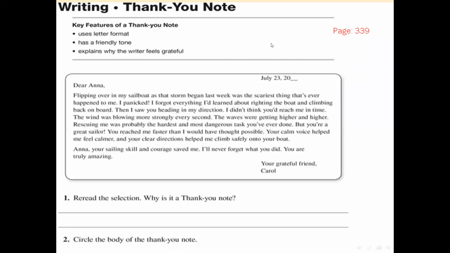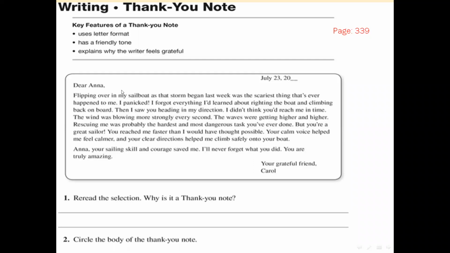Okay, let's start. By the way, class, you can also mention the date on the right side, like here, look, July 23, 2020, for example. So let's start answering.